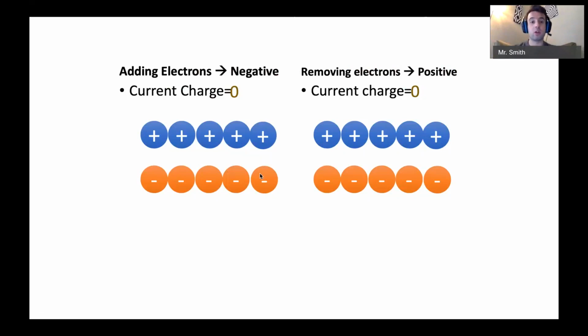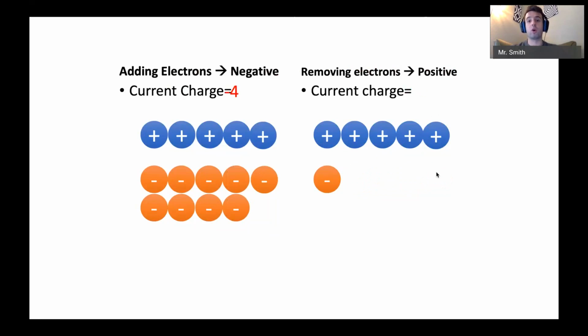However, if I add an electron, now I've got 6 electrons and 5 protons, so my total charge is -1. If I add a second electron, -2. Add a third electron, -3. And then add a fourth electron, -4. The same thing would be true if I were to remove an electron. Here I'm removing an electron, and now my pluses outweigh my minuses. So I've got a +1, +2, +3, or +4 charge. Hopefully this makes sense if you think about it a little bit more.